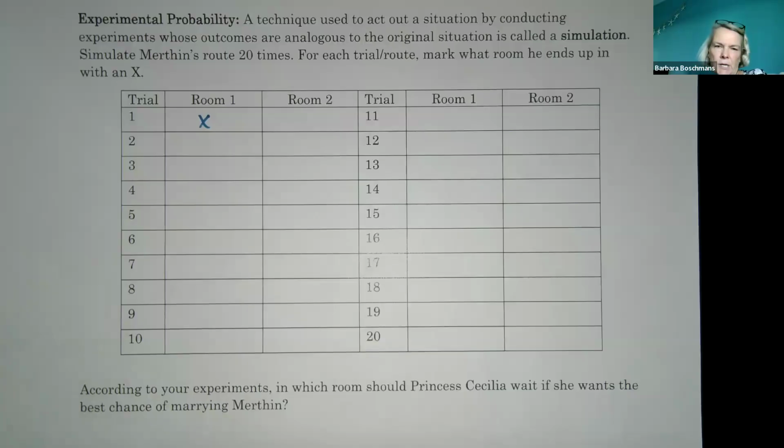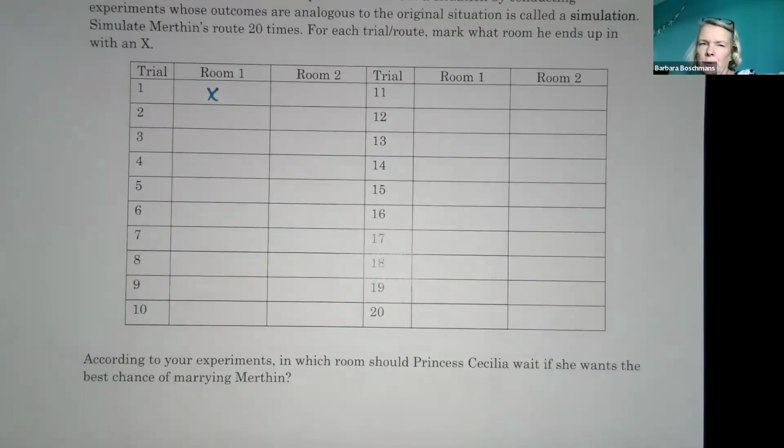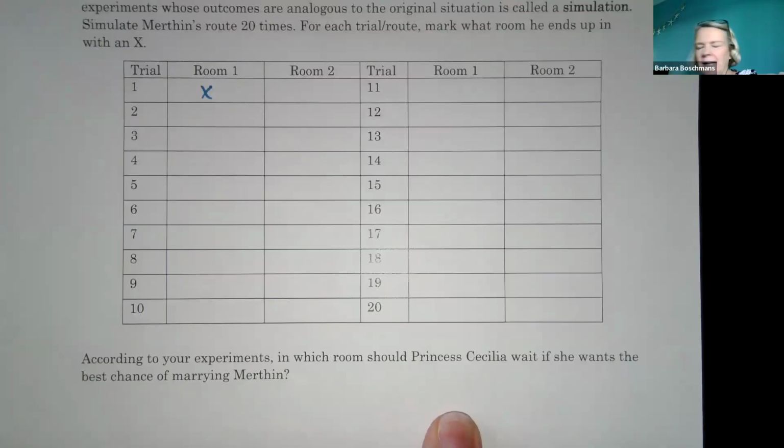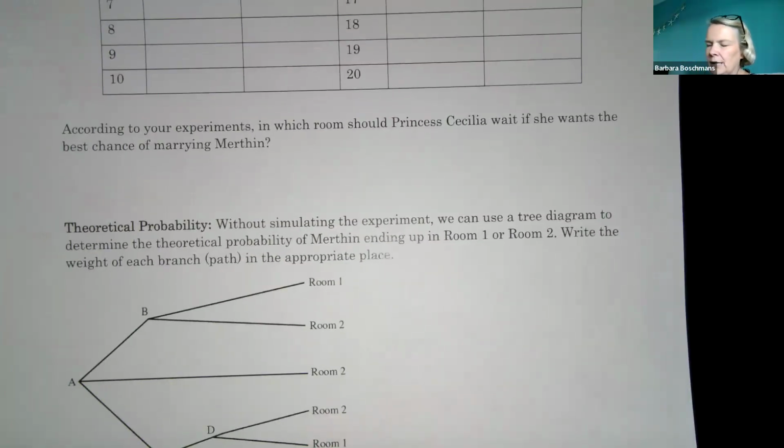So you've done this trial now 20 times. This entire table should be filled out. Based on your table, add up how many times you end up in room 1, how many times you end up in room 2, and based on your table, decide which room Cecilia should go wait in. So, the room he ends up in more in your simulation.